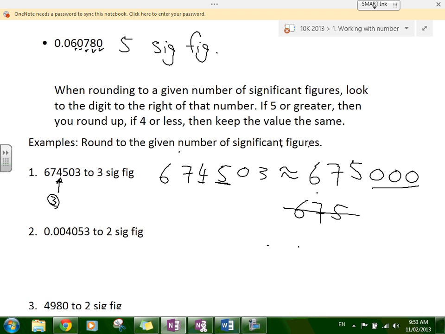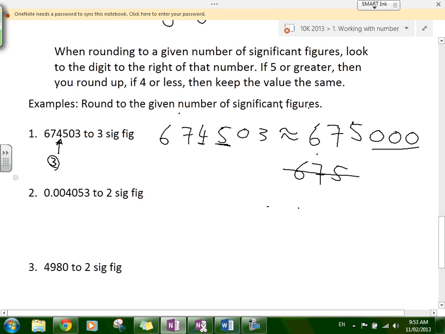The next one we have a look at, 0.004053, to two significant figures. Alright, so our second significant figure is 0. And so our third significant figure is 5. And so the 0 is going to round up to 1. So we have 0.004053 is approximately equal to 0.0041. And that's the way we estimate. Okay, that's the two significant figures. And I need to remember to always write what I'm rounding to, so 3 significant figures.